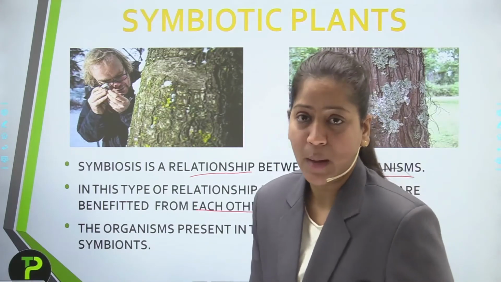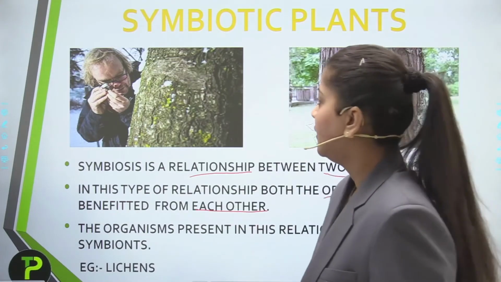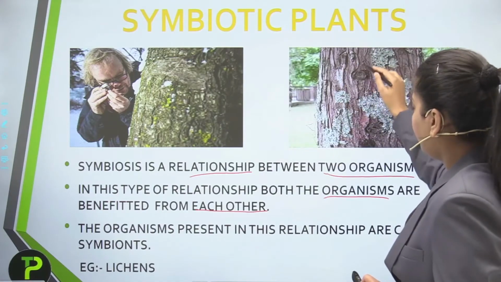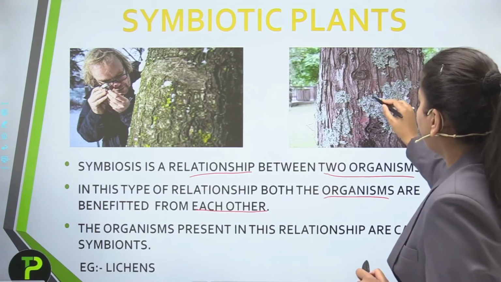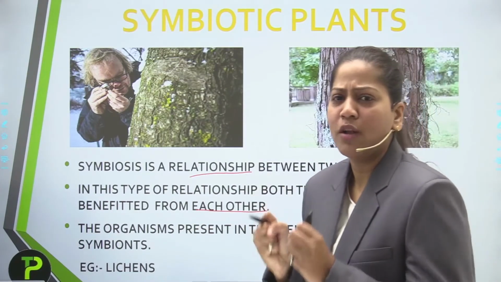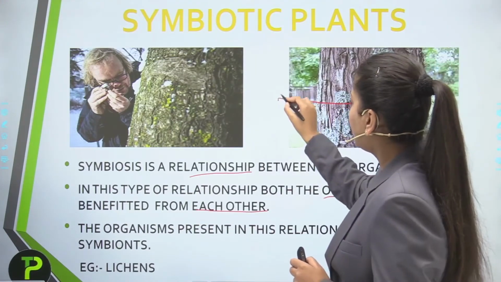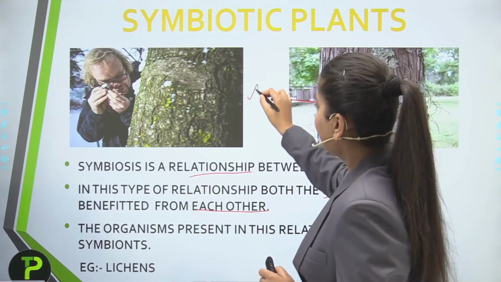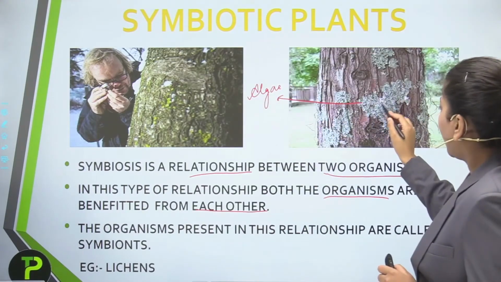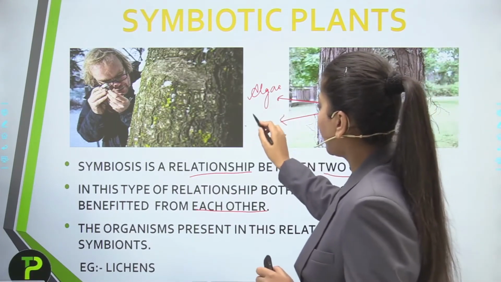Now, what are examples of symbionts? Lichens. What is lichen? As you can see in the picture, this is a tree. This is the tree bark. The tree bark has green microscopic plants, small green plants, which are known as algae. The green part you can see on the tree's bark is algae, and the white part on the green algae is known as fungi.